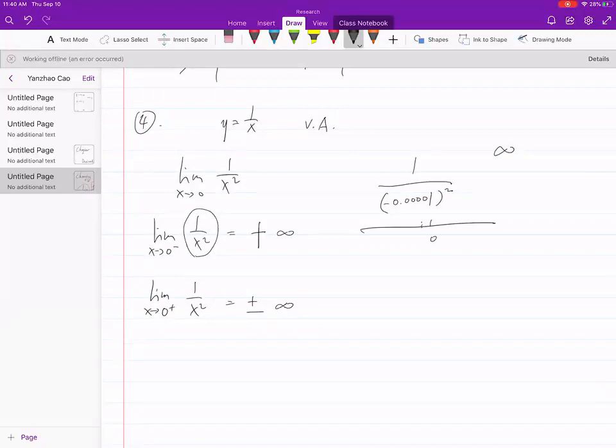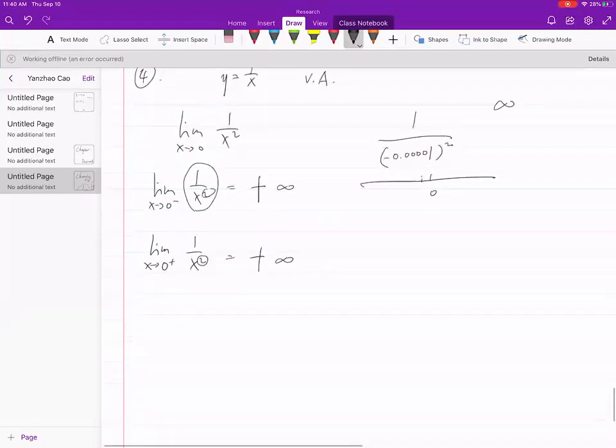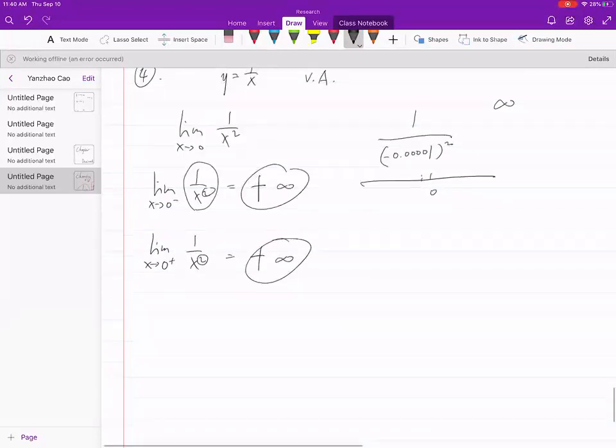Similarly, for the right, you can easily see no matter whether you plug in positive or negative numbers close to 0, both are positive because of this square. Are they the same? They are the same. Then the limit of this one is positive infinity. If one is positive and one is negative, we answer no. There is no limit.